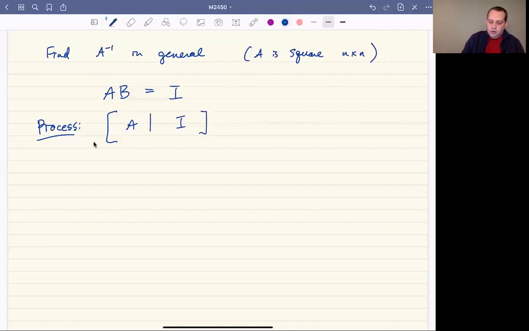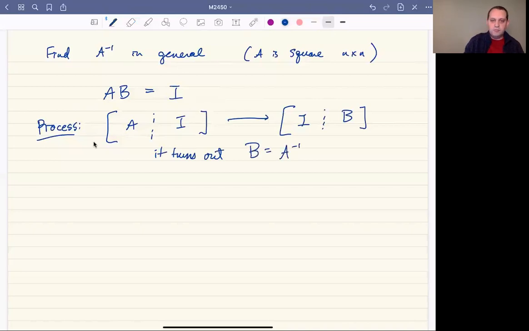So I'm going to take A, put it in a matrix, and then put the identity on the other side of our augmented matrix. And what we're going to do is row reductions until we get the identity on the left. And we're going to end up with some other matrix on the right. It turns out that the second matrix B is going to be the multiplicative inverse of A. It's going to be A inverse. So let's just try it.